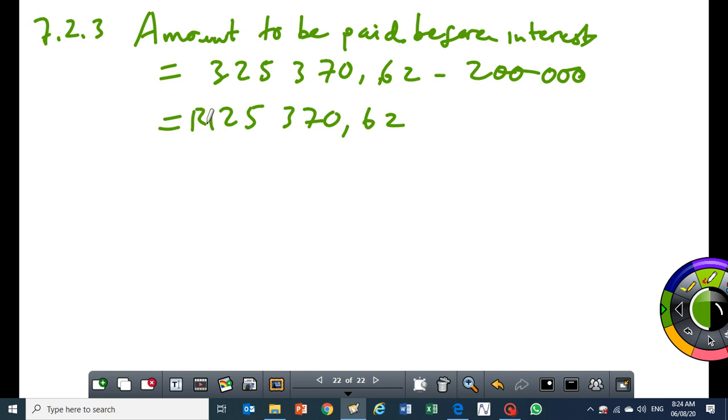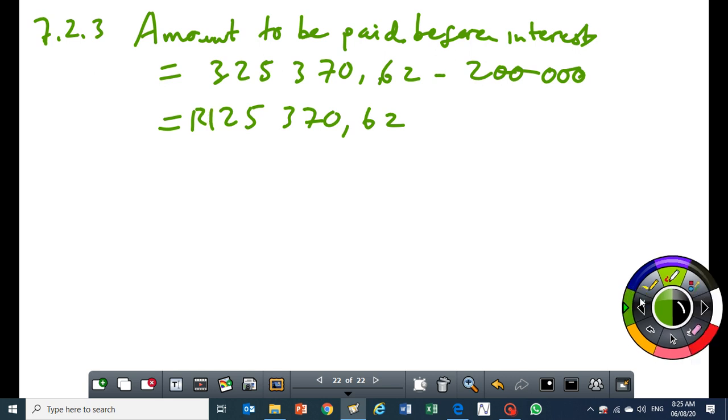Okay? This amount is the amount that is going to be left after paying off the 200,000. For whatever reason, the bank will not take the full amount, which is 325,370.62. He decides to pay 200,000. Then, whatever is going to remain, which is this amount, you are going to pay it off 3 months later. Okay? So today is time 0. Right? Then, just to draw a timeline for that.